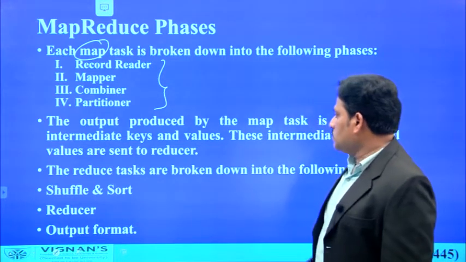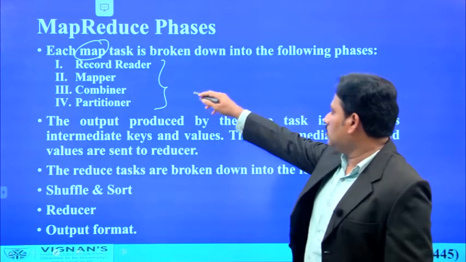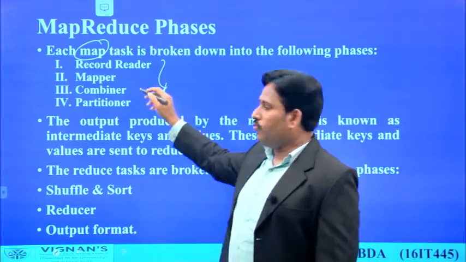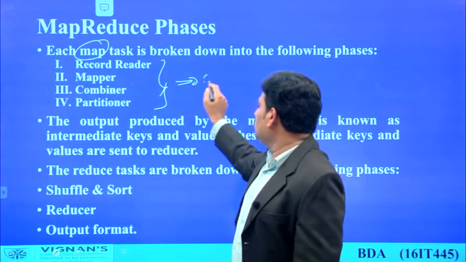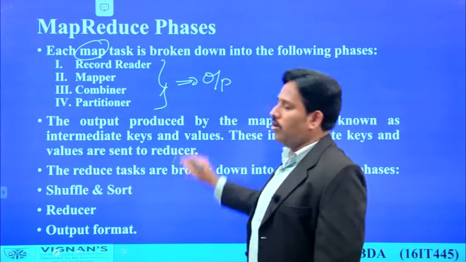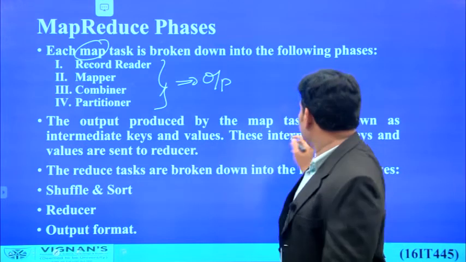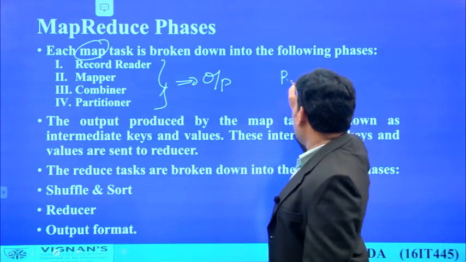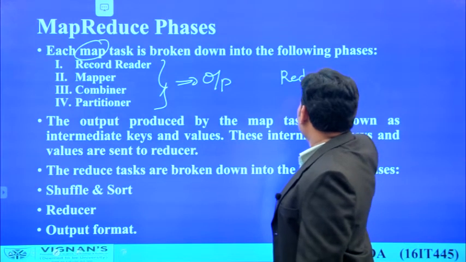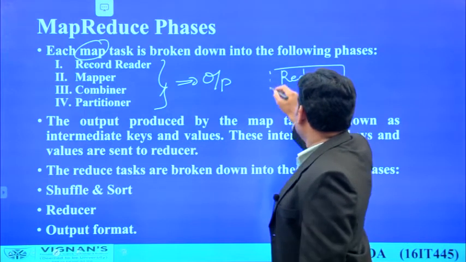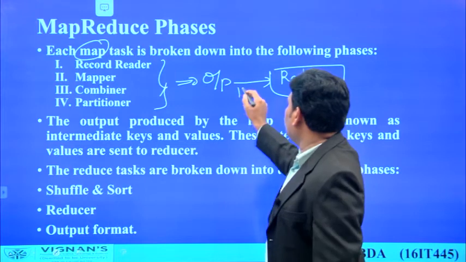Once these 4 phases are completed, the map module produces some output of the job. Now this output is going to be given as an input to the reducer module as a key value pair.